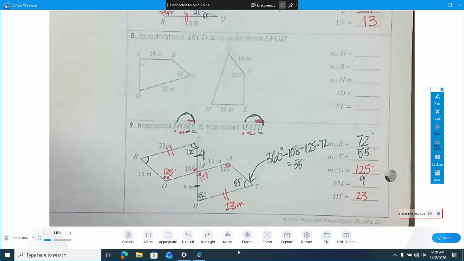Do you have questions for me? No? Pretty easy? How do you find the sum of the interior angles of a polygon? 180 times n minus 2. Very good.